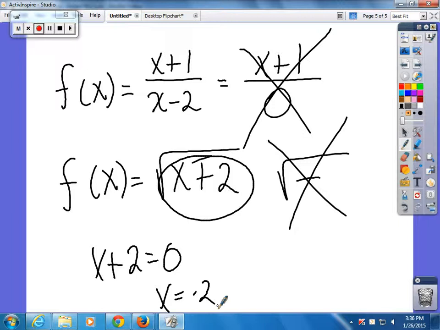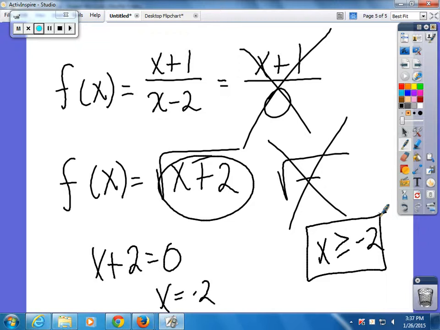-3 will give us a what? A negative. What will -4 give us? So we can use all numbers as long as they are greater than or equal to what? -2. So x is greater than or equal to -2. That's the domain of that function.